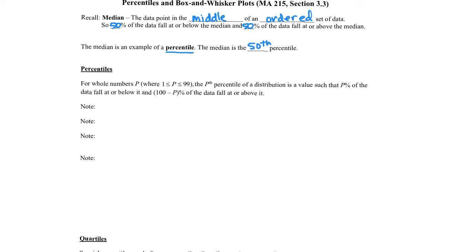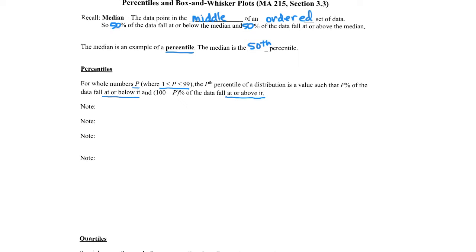The way they work is you'll have a whole number p, and p is between 1 and 99, right? So it's not 0, it's not 100. It could be 1 and it could be 99. The pth percentile of a distribution is a value such that p% of the data fall at or below it, and 100 minus p% of the data fall at or above it. So you've got at or below and at or above.